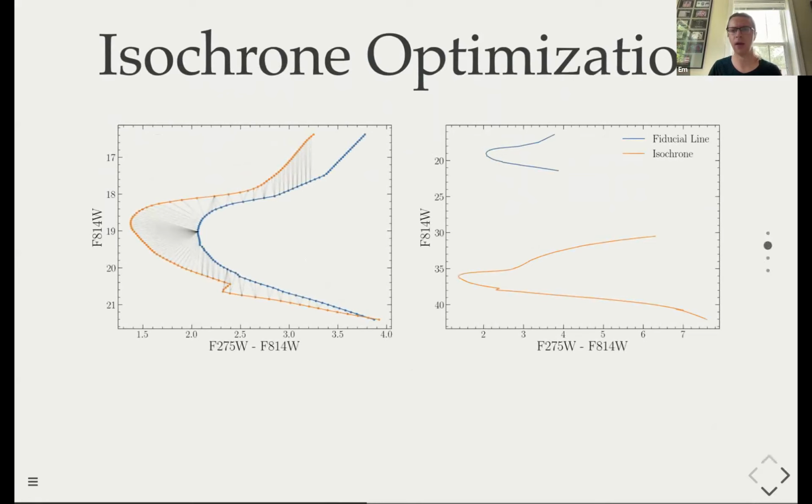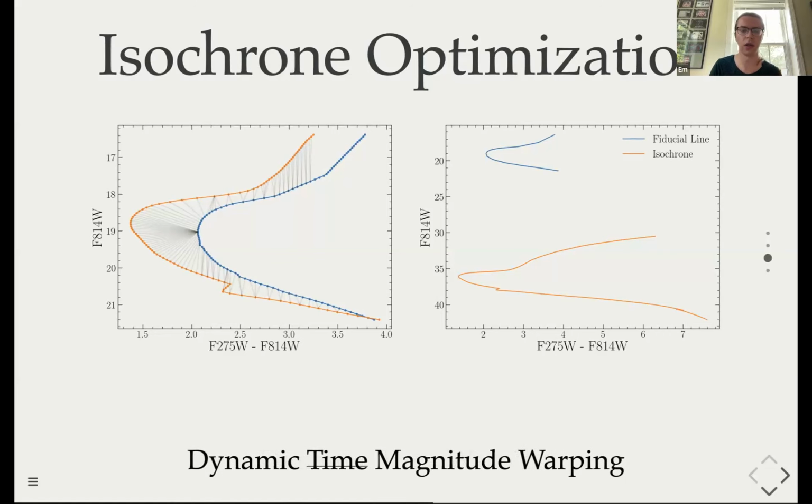The primary novel thing I'm going to point out here is that instead of looking at a chi-squared difference between just the location in color-magnitude space of the nearest points, we're using dynamic time warping, which is an algorithm that was originally developed for synchronizing audio signals. Really, here it's dynamic magnitude warping.